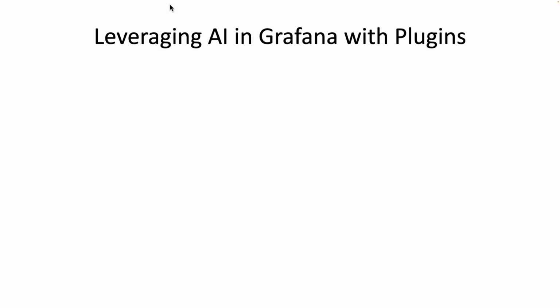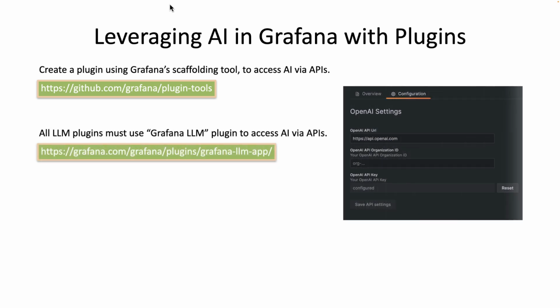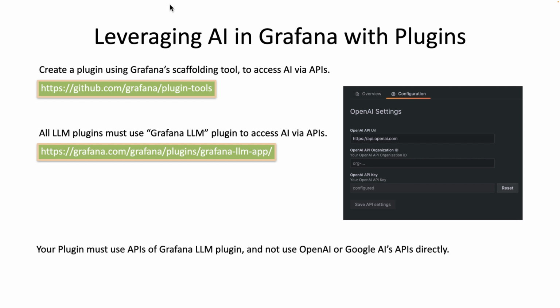To use AI in Grafana with a great user experience, you can create a Grafana plugin using Grafana's scaffolding tools. And within your plugin, you will access the different types of APIs, for example, OpenAI API or Google API. When you create a plugin, your plugin isn't supposed to directly call the APIs.